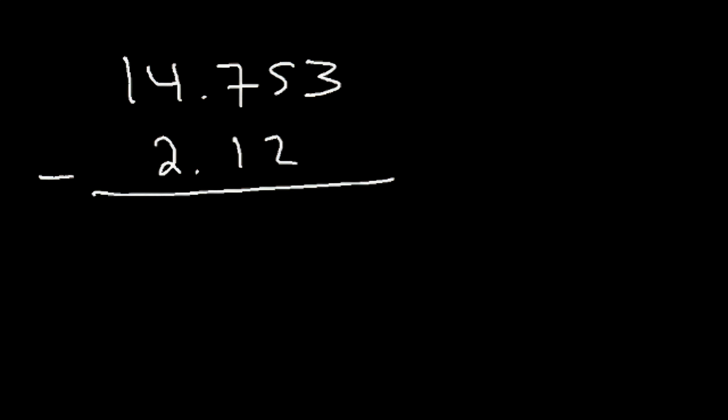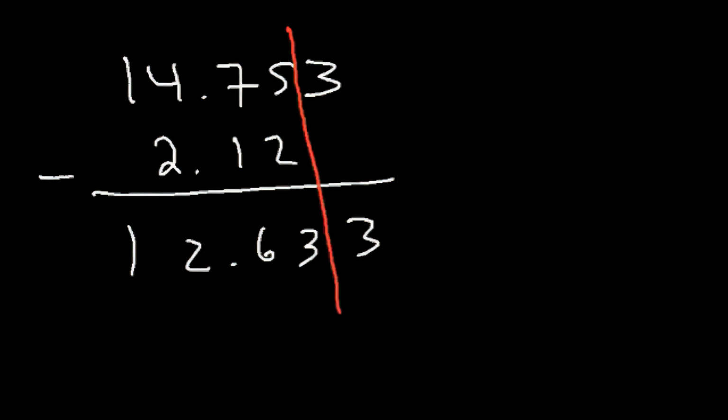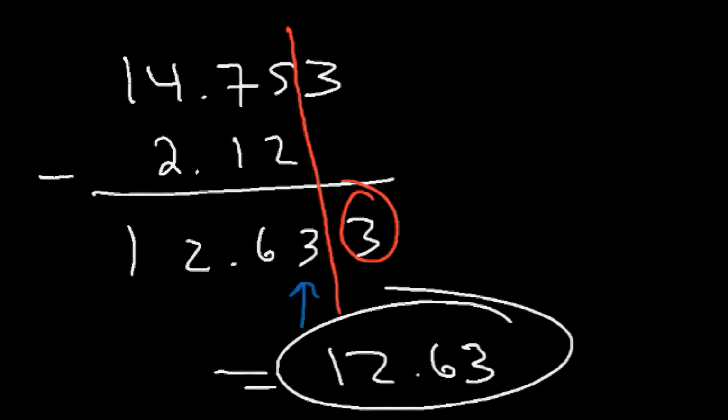Now let's say you have 14.753 minus 2.12. This is going to be 12.633621. That's the exact answer. But we need to round it at this position, to the nearest hundredths place. So since this number is less than 5, we're going to keep this at 3 and not round it up to 4. So the answer is 12.63. So for addition and subtraction, line it up. For multiplication and division, round to the least number of significant figures.